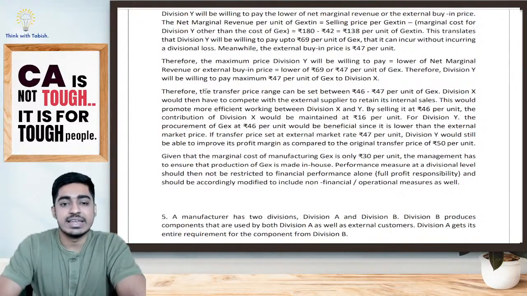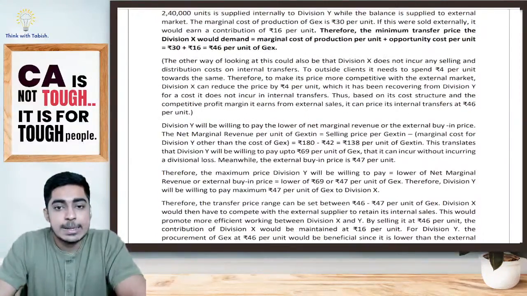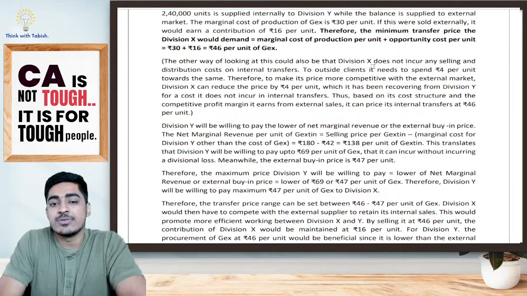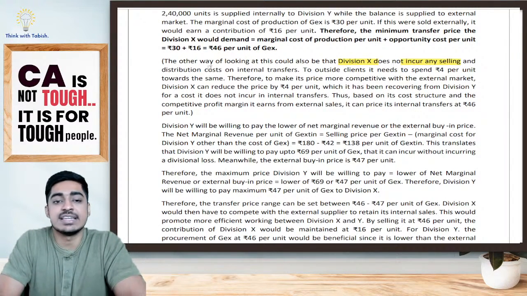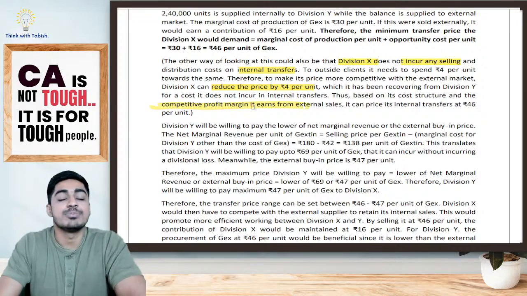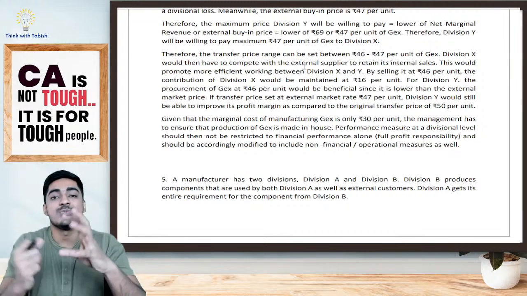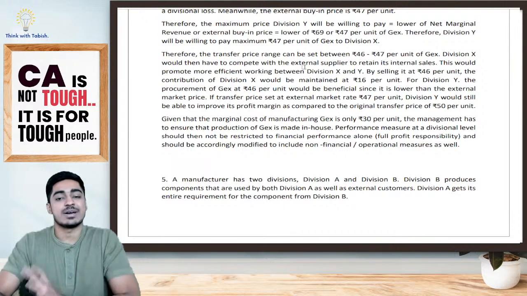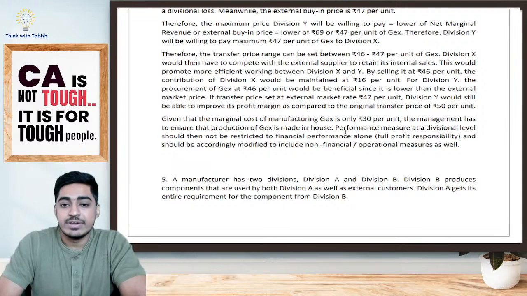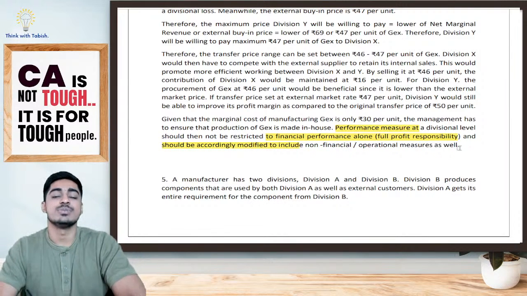Now we are telling what we can do, given that 4 rupees we are saving. Another way of looking at it is that division X is not incurring selling and distribution cost on internal transfer, so it can reduce its price by 4 rupees while still earning the same profit margin. Next, the transfer pricing range, how we arrived at the minimum and the maximum, the complete story is told. Again, we need to tell that performance measurement should not be financial performance alone. Non-financial measures should be included as well.